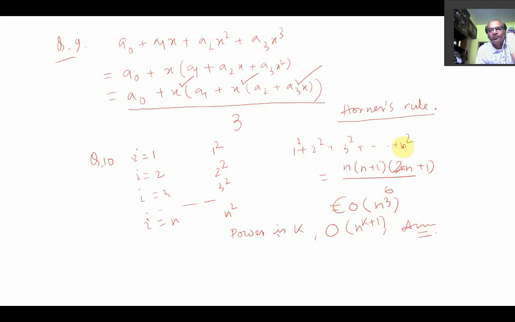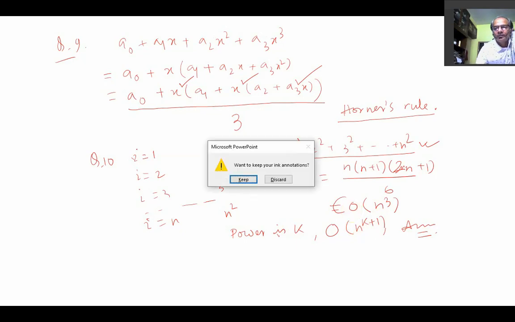Right, that means just a simple observation which you have learned in your class 12 level, that if it is linear, then it is order of n square, if it is square, then it is order of n cube, and if it is 1 cube plus 2 cube plus that thing, that is order of n power 4. All of you know about it. So if it is power k, then it is order of n power k plus 1.